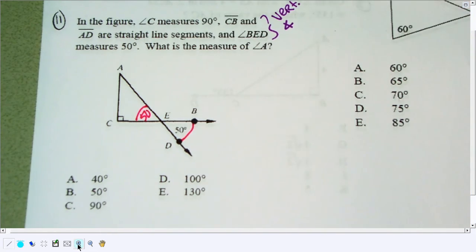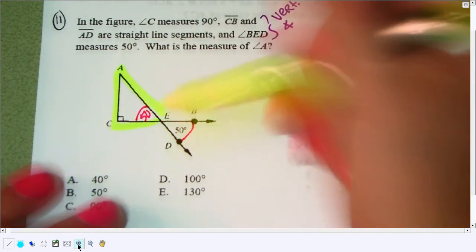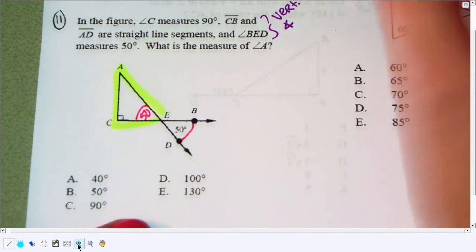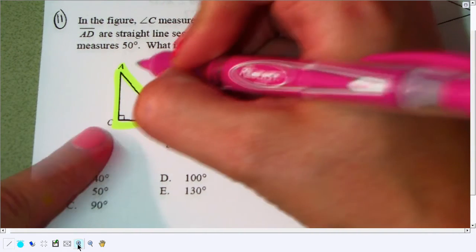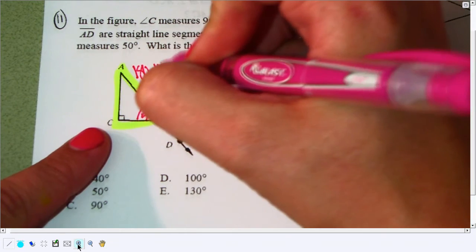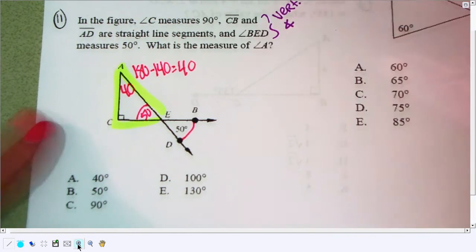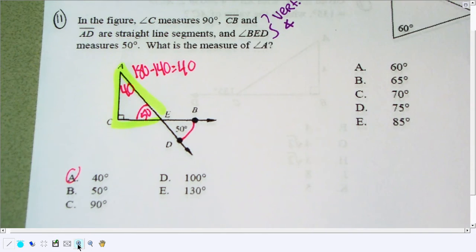Now you should see a triangle. That said triangle should add to equal 180 degrees. So 90 plus 50 is 140. So 180 minus 140 is 40. So A is 40. Any triangle, regardless of size, will always add up to 180.